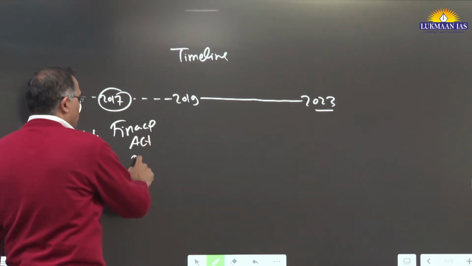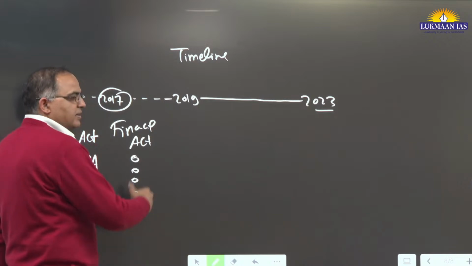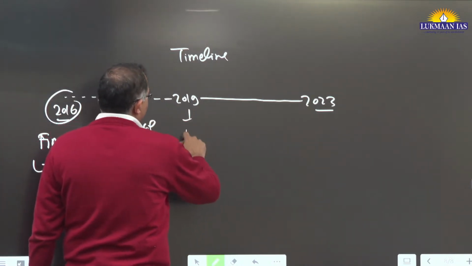It introduced those 4 amendments. And it was challenged, and this is called the interim order.